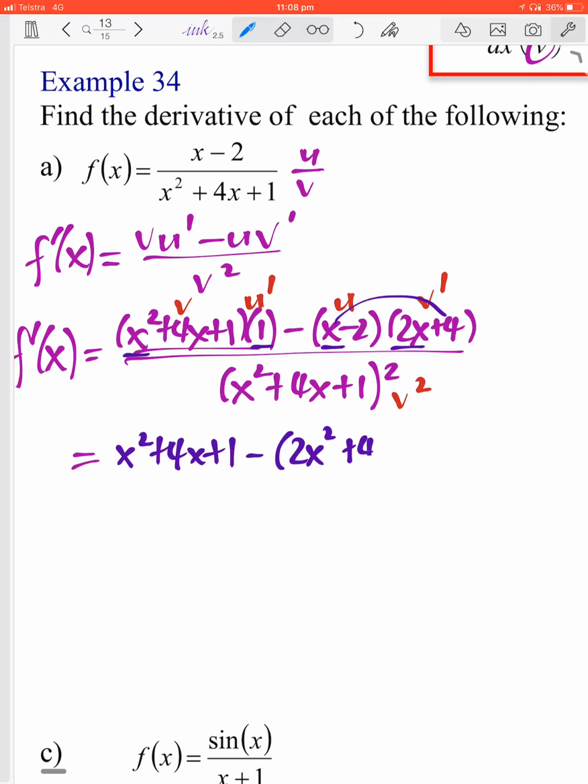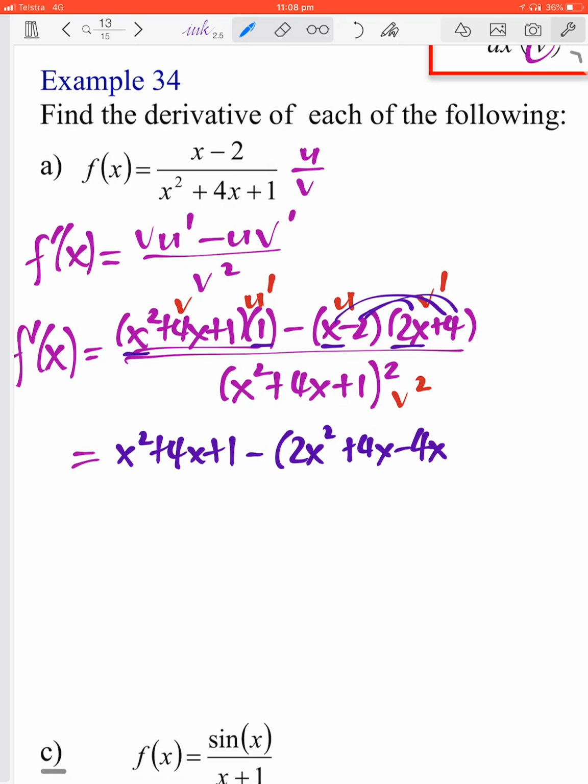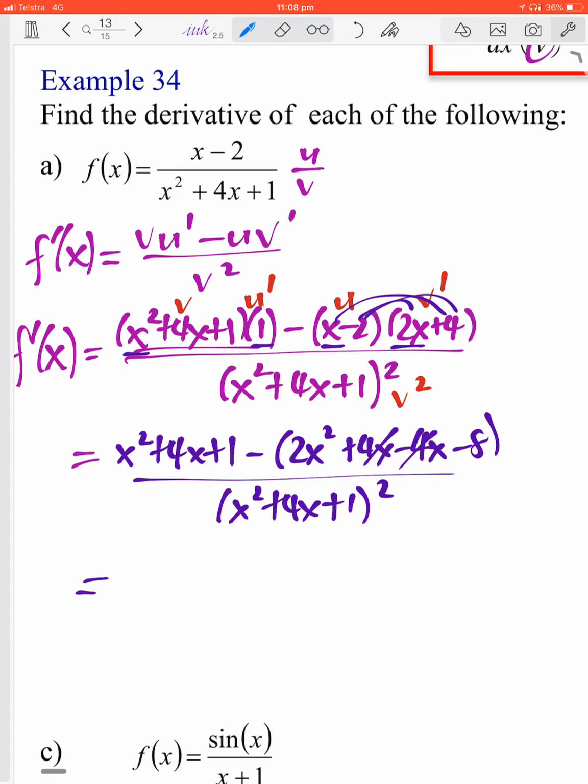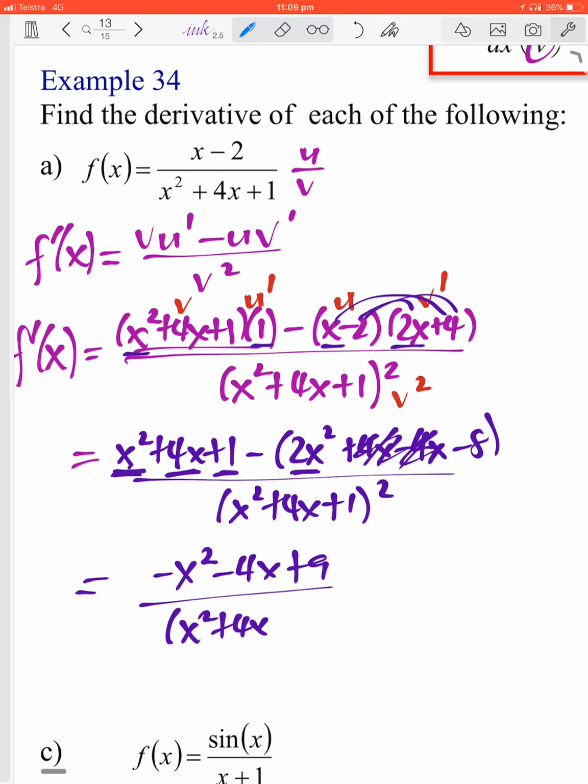Plus 4x, minus 4x, and then minus 8. Now we know they're going to cancel on (x squared plus 4x plus 1) squared. So they cancel. So I've got x squared minus 2x squared, which is minus x squared. I've got 4x minus nothing. And then I've got 1 minus minus 8, which is 9, on (x squared plus 4x plus 1) squared. And that's it.